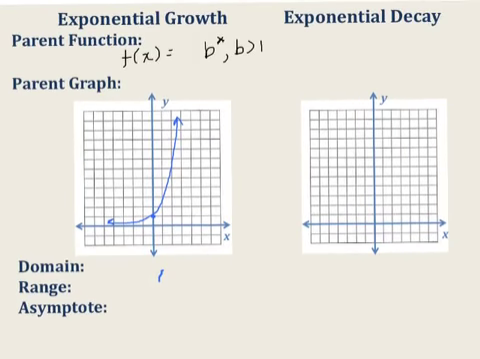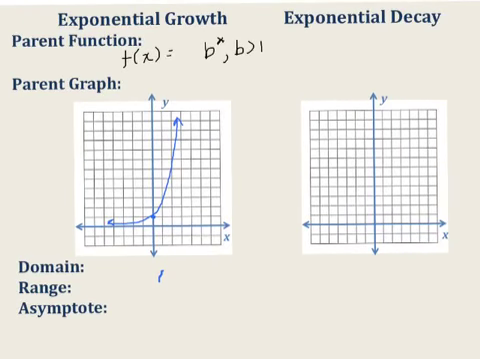Now, let's talk about exponential decay. That applies to things like bacteria being reduced because of an antibiotic, or amount of radioactive die-off, that kind of stuff. And it's the same parent function. We're going to assume that a is equal to 1, and it's still b to the x power. But this time for exponential decay, b is going to be between 0 and 1. It's going to be a fraction between 0 and 1, because it's going to go down.